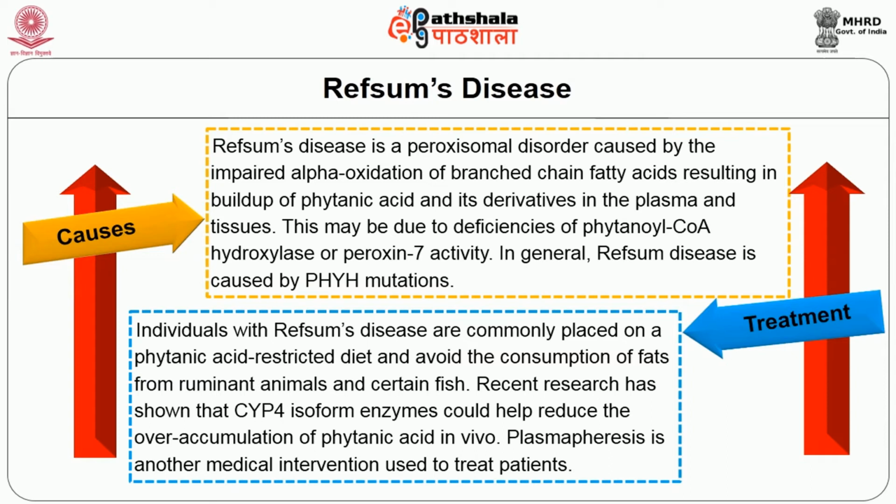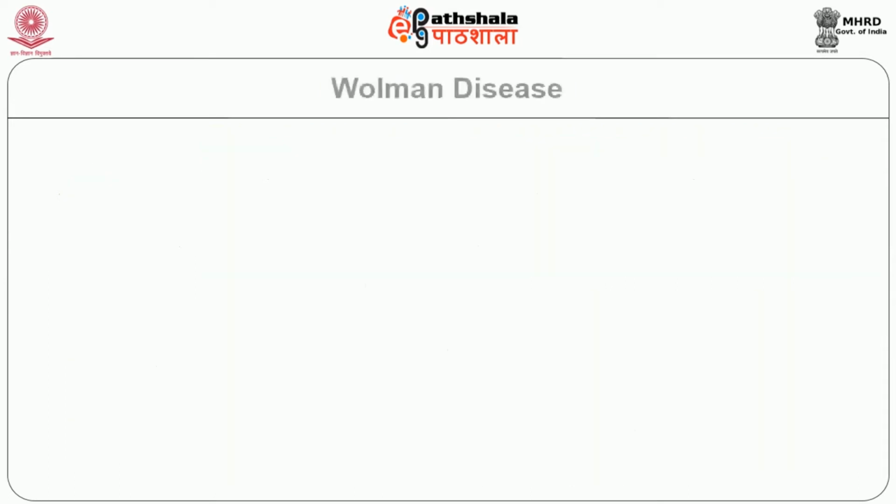The treatments for Refsum disease are: individuals with Refsum disease are commonly placed on a phytanic acid restricted diet and avoid the consumption of fats from ruminant animals and certain fish. Recent research has shown that CYP4 isoform enzymes could help reduce the overaccumulation of phytanic acid in vivo. Plasmapheresis is another medical intervention which is used to treat patients. Wolman disease is the next important type.